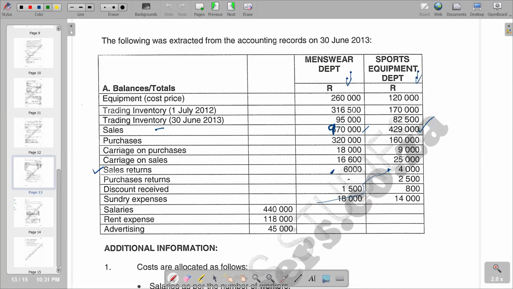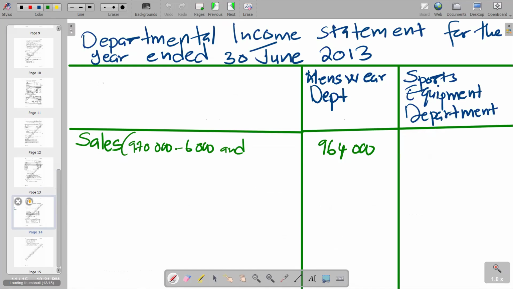We've got 429, and then we have got the sales returns for 4,000. So we're going to say 429,000 minus 4,000. So we show the working in brackets. So basically, we say 429,000, we subtract 4,000, and the answer that you're supposed to get is 425,000. So we have again 425,000 is our net sales figure.